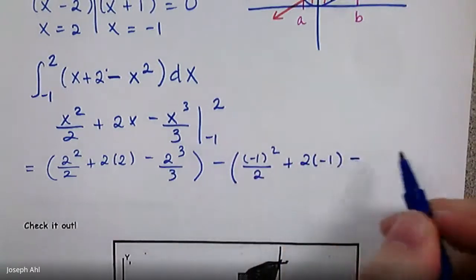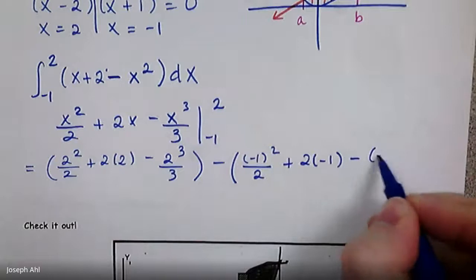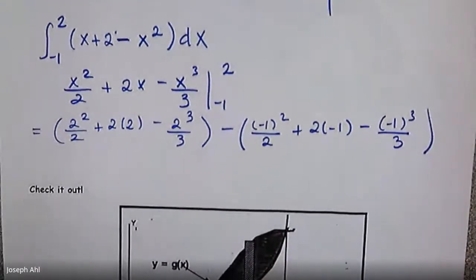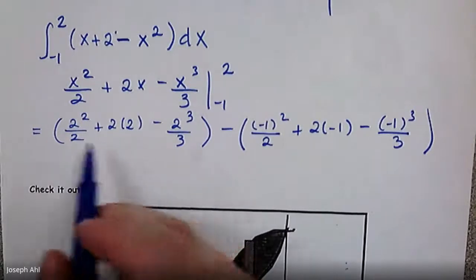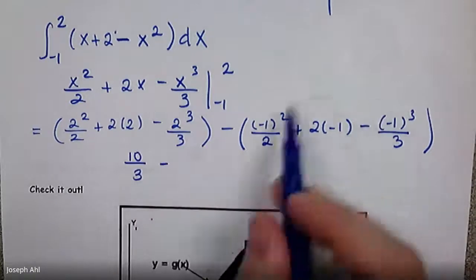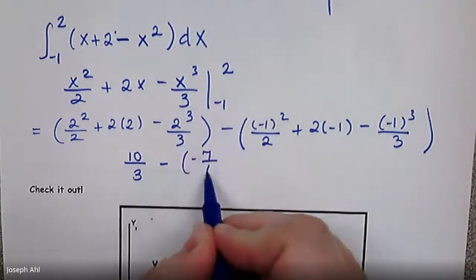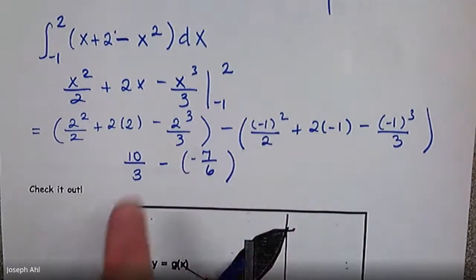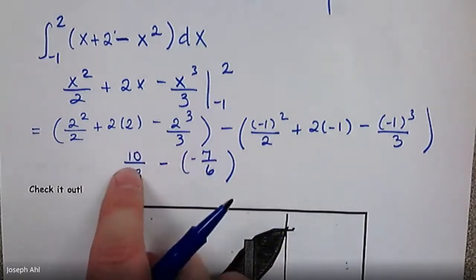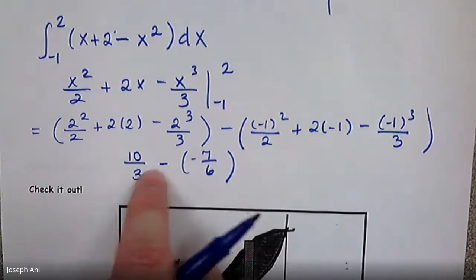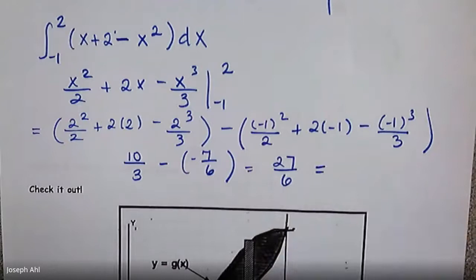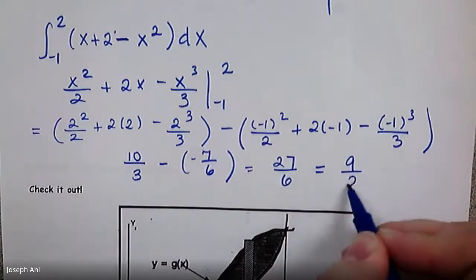And of course, this algebra part you should be able to do pretty easily, just being careful about your work. Use the calculator as needed. When you plug in 2, this all simplifies to give you 10/3 minus, and then this would simplify over here to give you a -7 over 6. So if I add those together, subtract a negative, make a common denominator, that's going to be 20 over 6 plus 7 over 6 for 27 over 6, which reduces to 9/2.